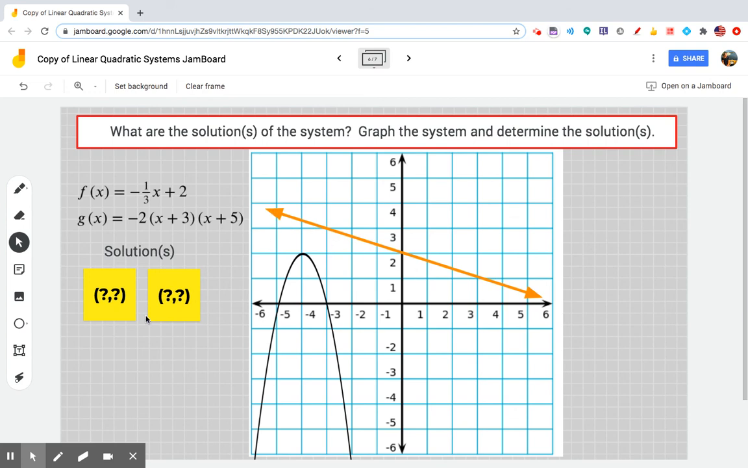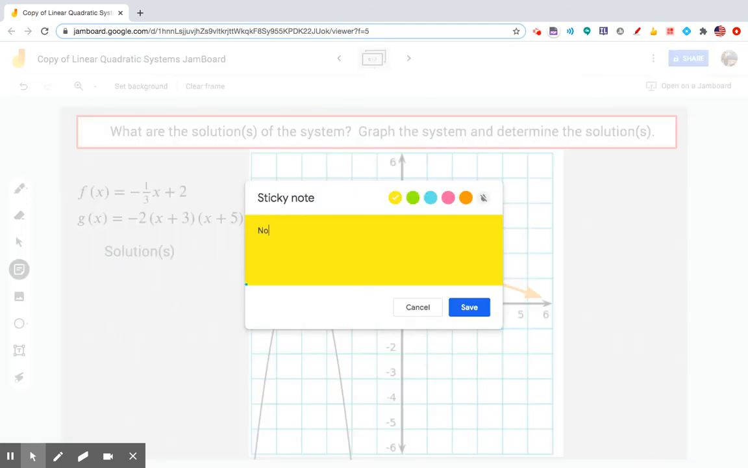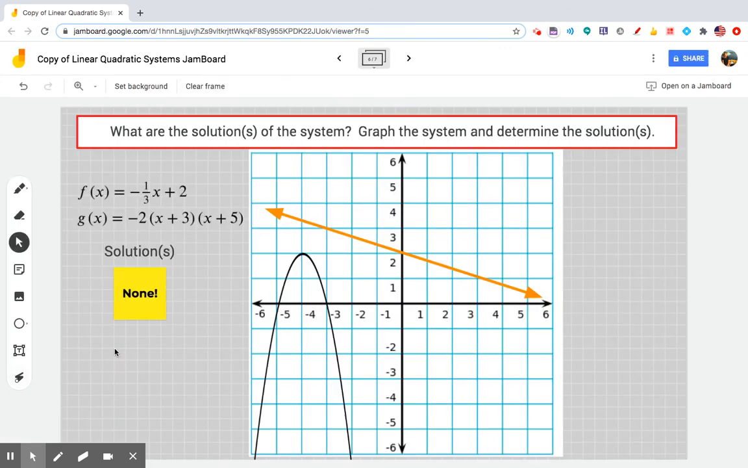And hey, this is a system where there is no solution. This is an example of a linear quadratic system with no solution. In other words, there is no x and no y that makes both of these equations true. There is no x and no y that lies both on the line and the curve.